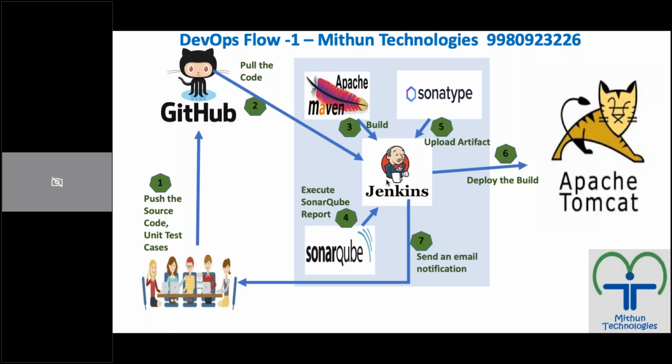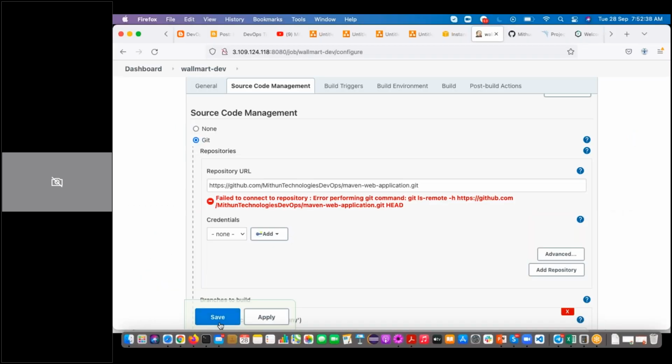Did we install Git in the Linux server where my Jenkins is installed? No, we have installed only Java and Jenkins. We didn't install Git. So what do we have to do to fix this error? So if you want, you can save it.